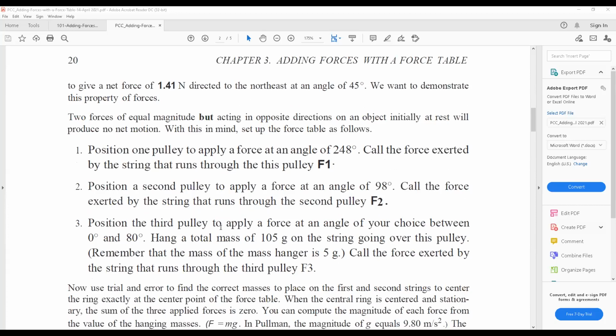Position the third pulley to apply at an angle of your choice between 0 and 80. So I put 0 and 80. I will keep it at 0, right? And then I balance these two. And then you see your angle, total mass of 103, ignore this part, on the string going over this pulley. So you ignore this, you put a weight. The weight that we're using, this weight should have been changed. It's up to what? 90. 0 to 90, I'll call that, or 10 to 90. I think that's the range that we have.